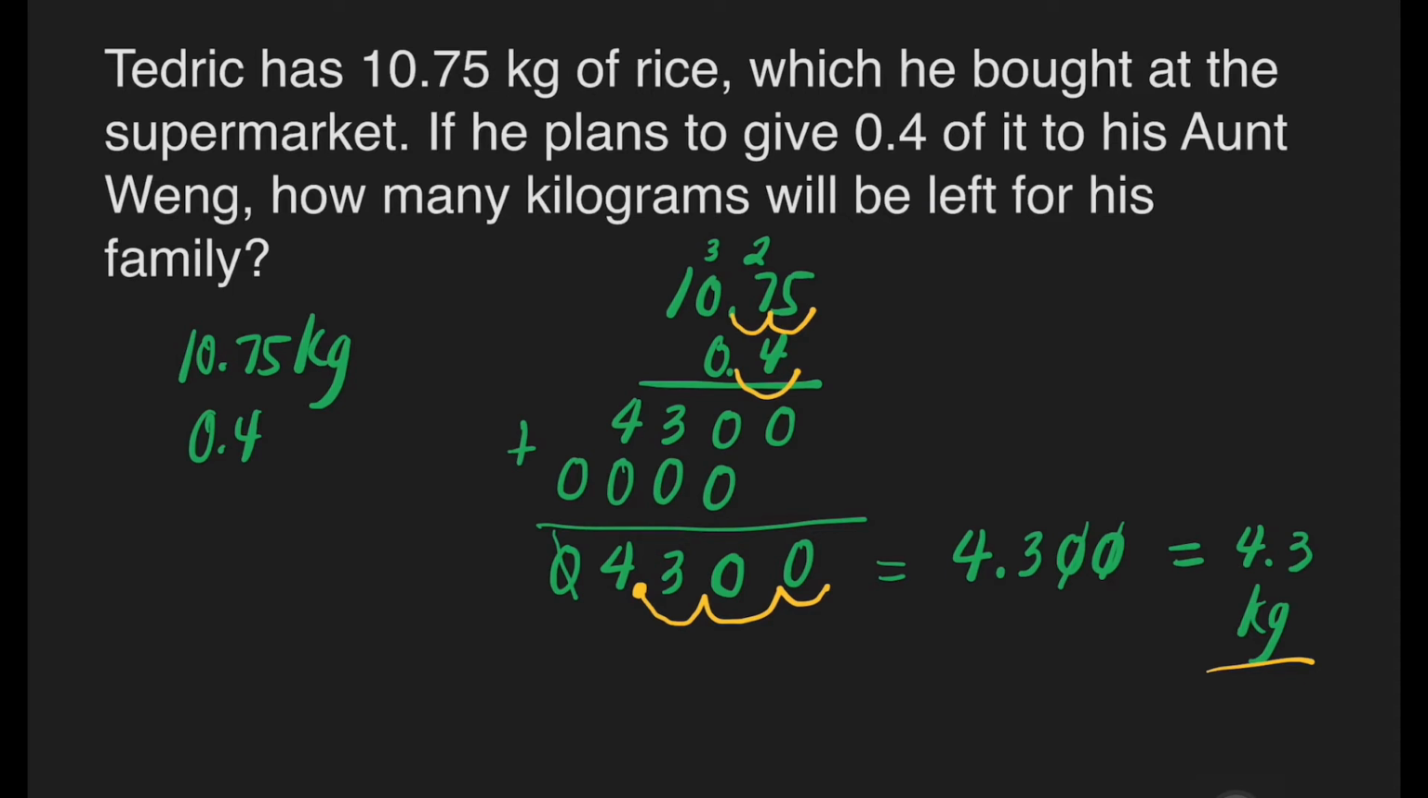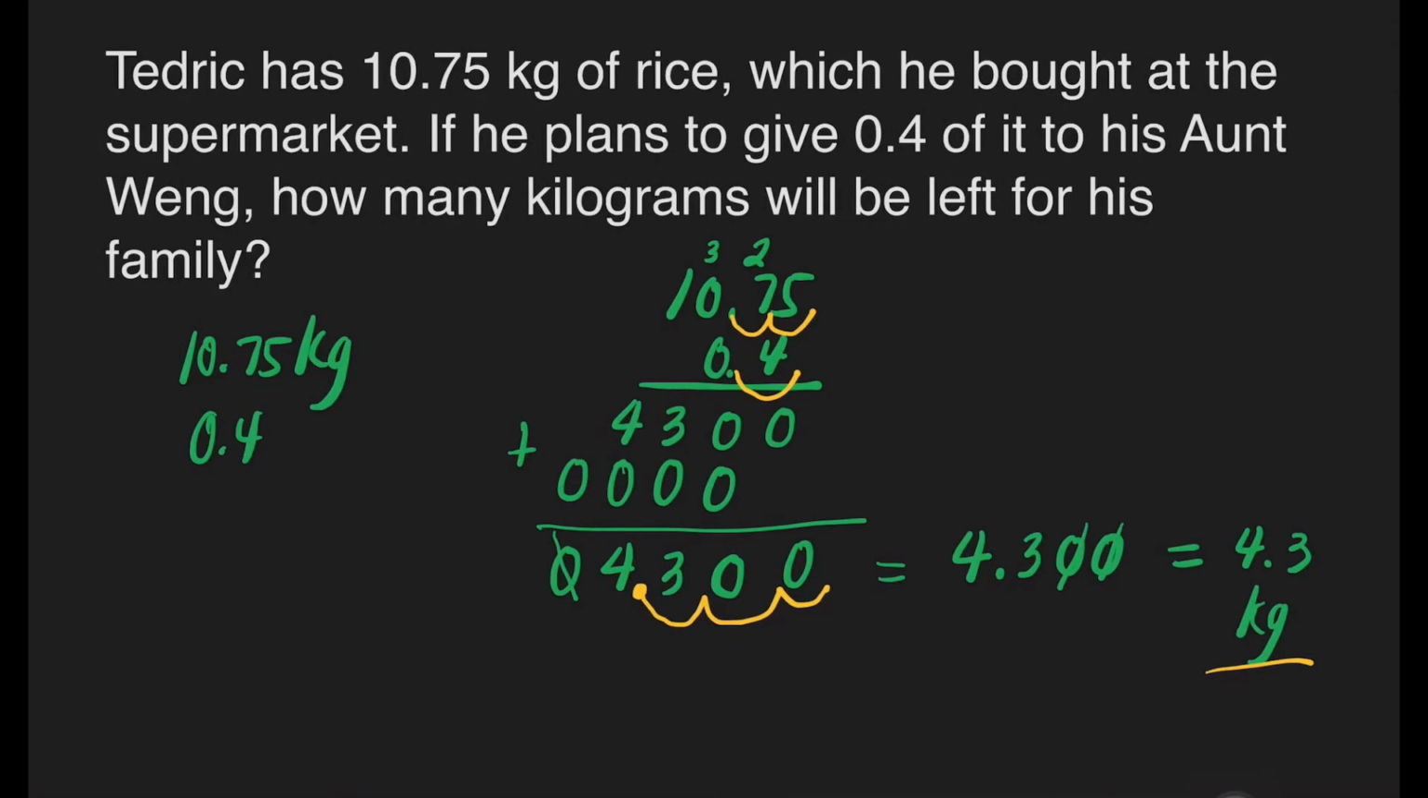So we're asking for the number of kilograms that will be left for his family. So it means we will be subtracting 4 and 3/10 from 10 and 75 hundredths kilograms. So let's do that. Now we can subtract 10 and 75 hundredths minus 4 and 3/10.